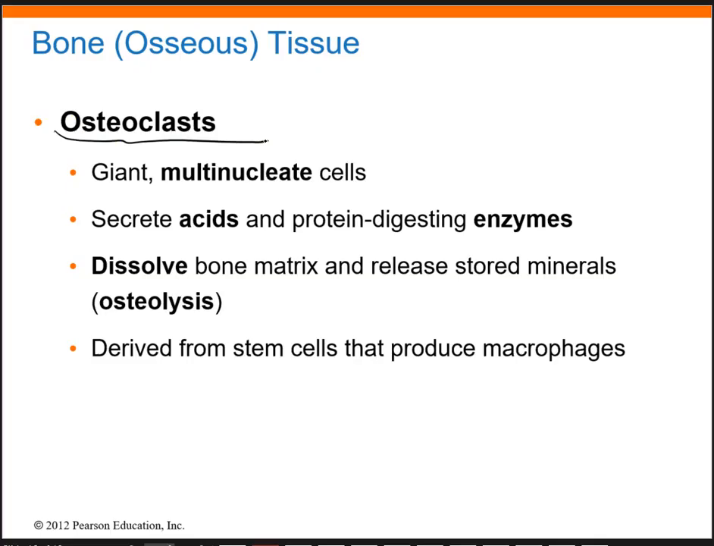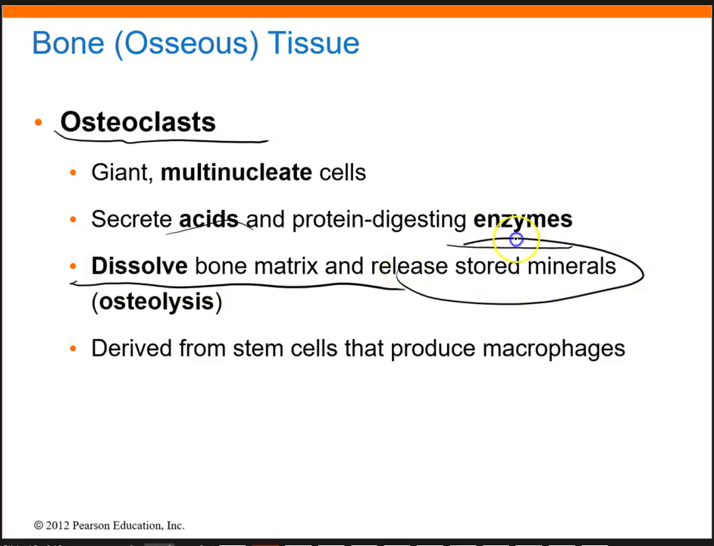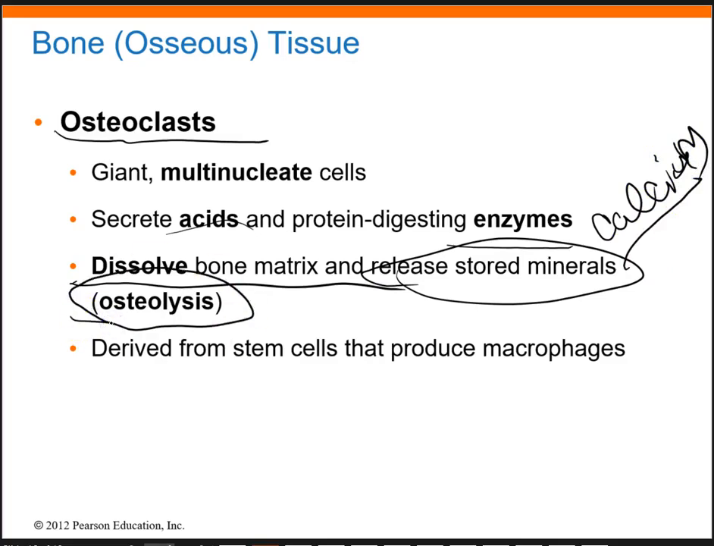Osteoclasts are the ones that break the bone down. They secrete acids and enzymes and release them onto the bone, and that dissolves the bone matrix in order to release all of the stored minerals, especially calcium. We call that process osteolysis. Osteo like bone, and remember, to lyse something is to break it apart. So when we need to get calcium out of the bones, we stimulate our osteoclasts and they perform osteolysis. They dissolve the bone matrix and release all of that calcium.